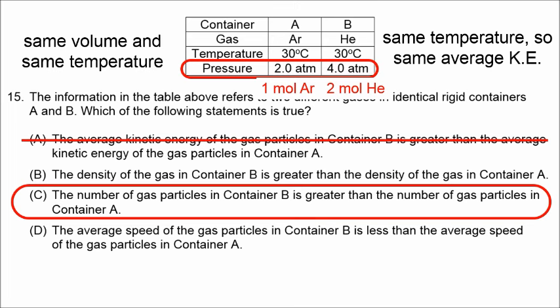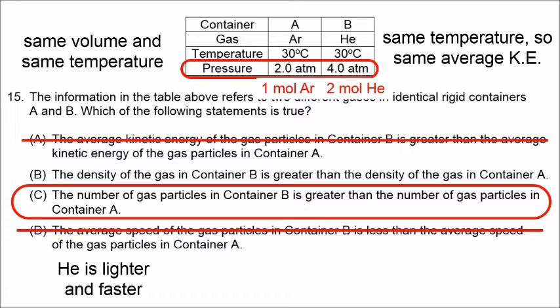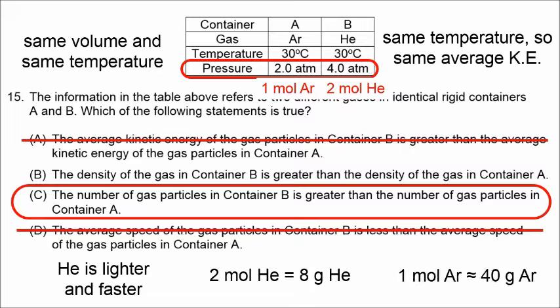So the correct answer is that the number of gas particles in container B is greater than that of container A. As far as the other choices B and D, you know that helium is lighter and faster, so therefore the average speed of container B would actually be greater, so I can eliminate choice D. And what would 2 moles of helium weigh on the periodic table? Well, that would be around 8 grams. A mole of argon weighs about 40 grams. So even though we have twice as many moles of helium, the density of the gas in container B would actually be less than the density in container A because helium is so much lighter than argon.